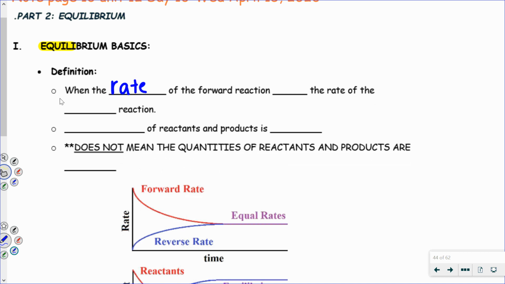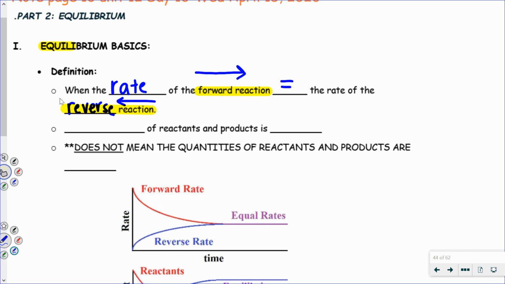Now, what do I mean by forward reaction? A forward reaction means that your reactants are turning into products. So we represent that with an arrow pointing to the right. That is a forward reaction. So when the rate of the forward reaction is equal to the rate of the reverse reaction, which would be an arrow pointing to the left, where the products reform reactants.